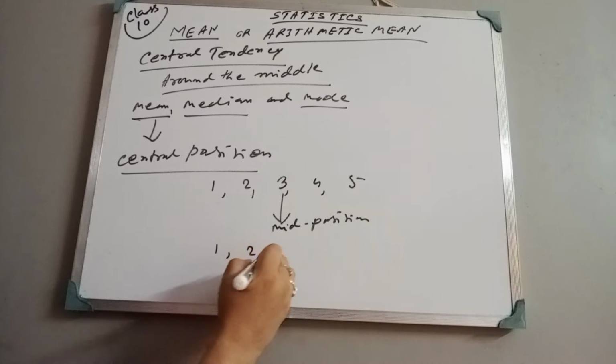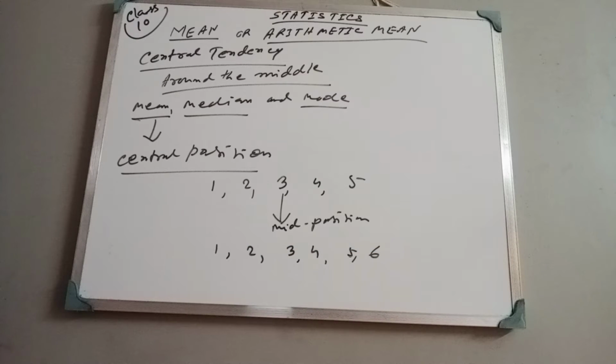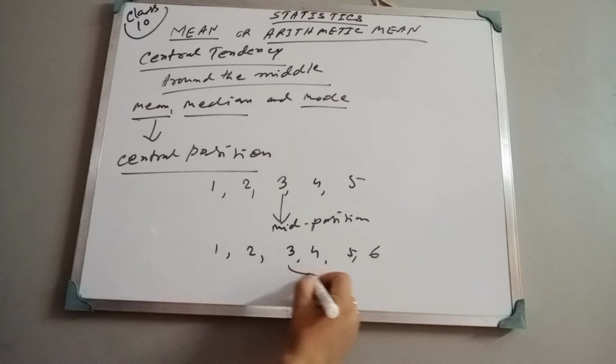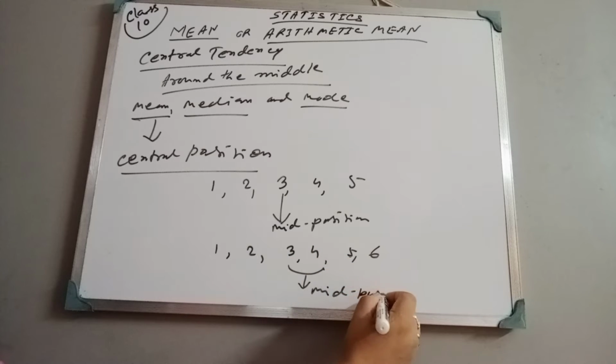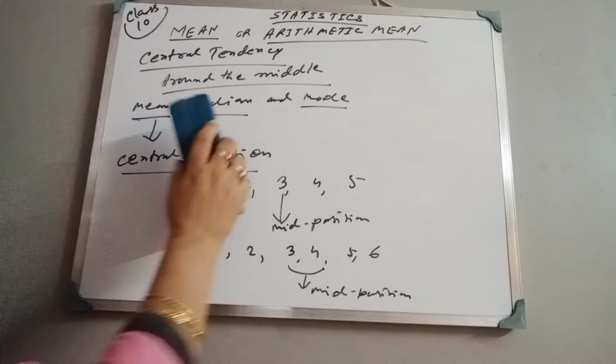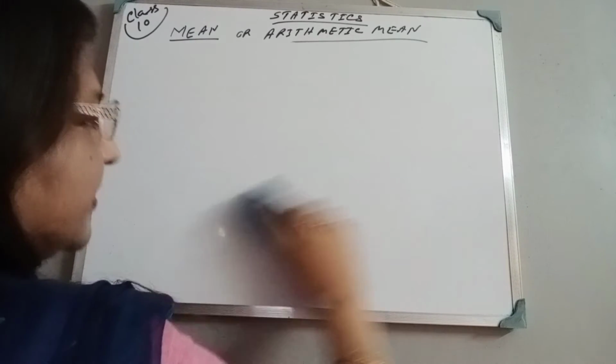But if I write the numbers 1, 2, 3, 4, 5, 6, then 3 and 4, both numbers, are the mid position, and we have to take the average of 3 and 4. So this is known as the central position or mid position. Now, what is arithmetic mean, or what is mean? I think central tendency and central position are clear to you.